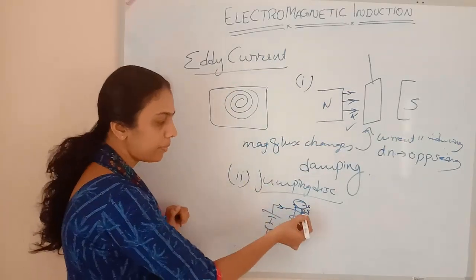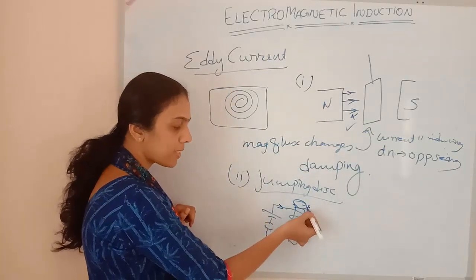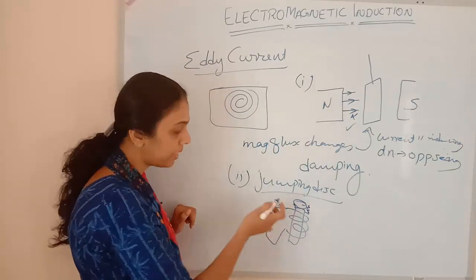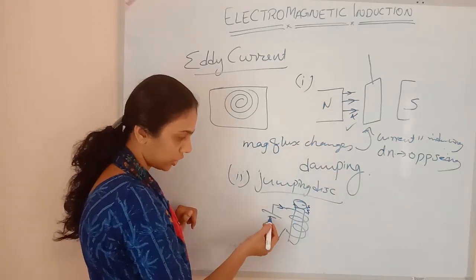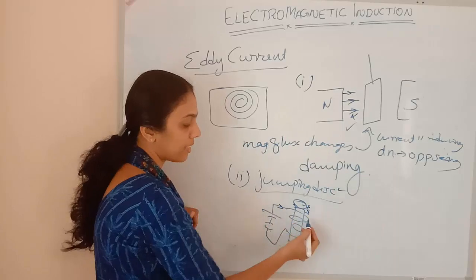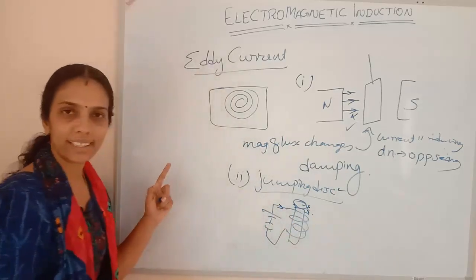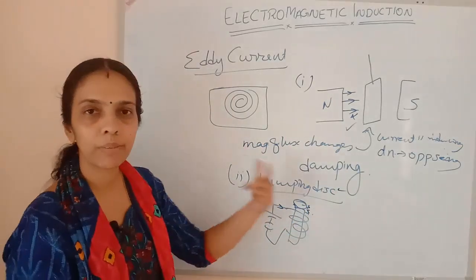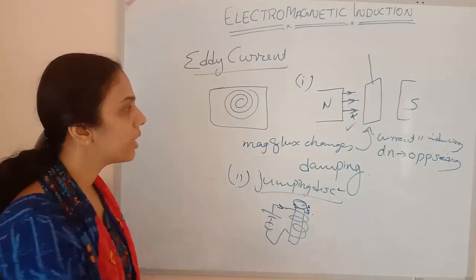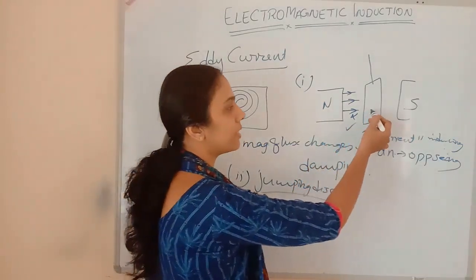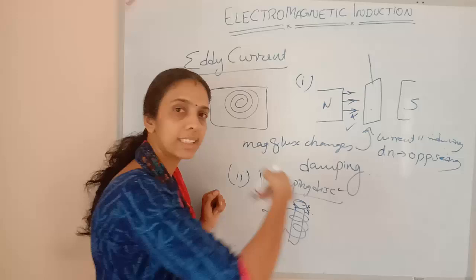So after that, what will happen? Because of gravity, it will come down, but it will be jumping to that position. So this is the jumping disc. That also is due to eddy current, because the magnetic flux linked with the circuit is changing. Here we saw that the oscillation is decreasing.